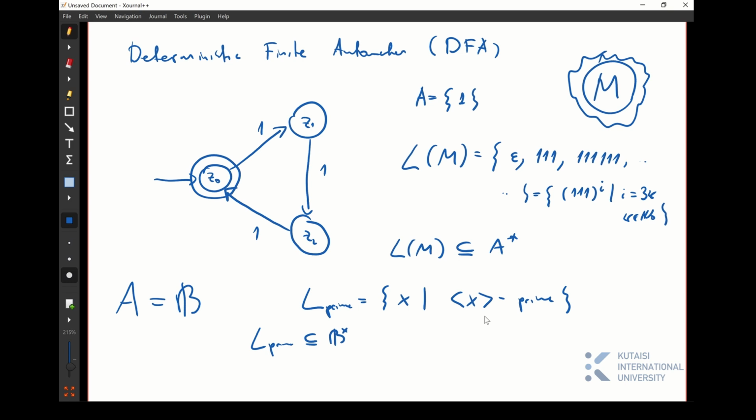Then I'm telling you, if you can construct a DFA that only accepts these strings and nothing else, those strings that correspond to prime numbers, then you have solved the decision problem that tells you whether a number is prime or not. How would I do it? I will take the number, change it into binary, feed it to my DFA, and if it goes to an accepting state, then it's a prime number.